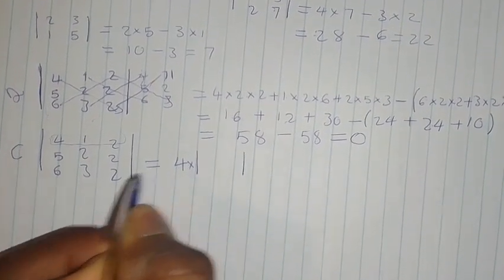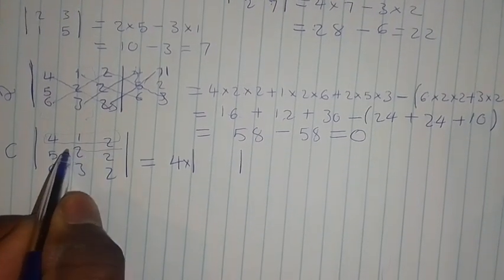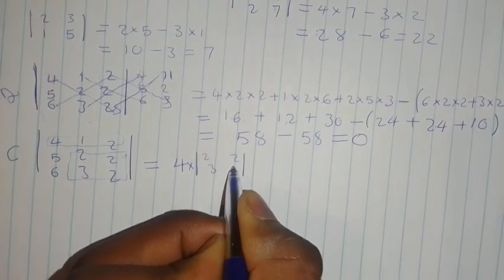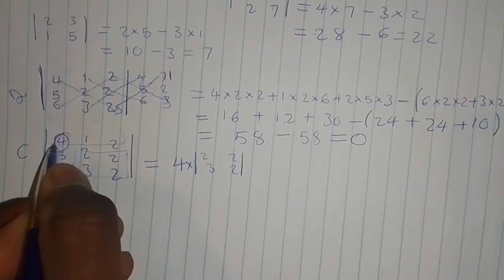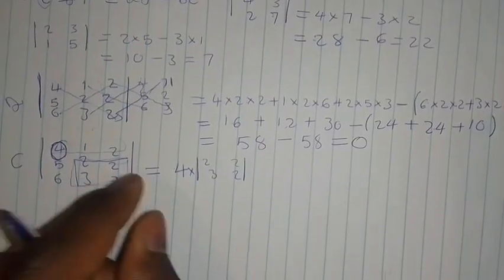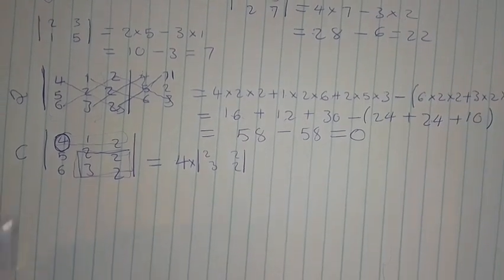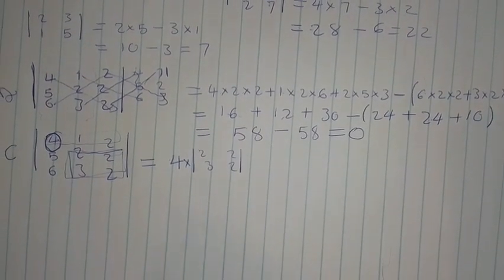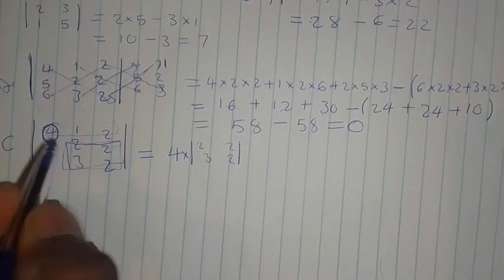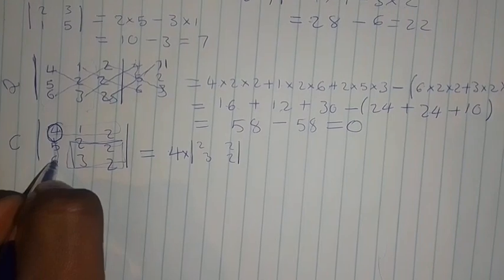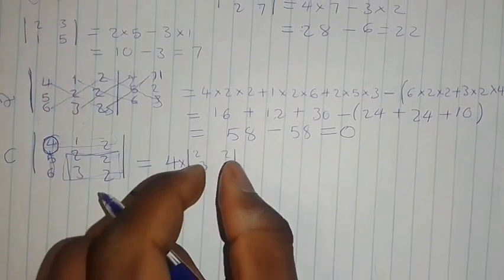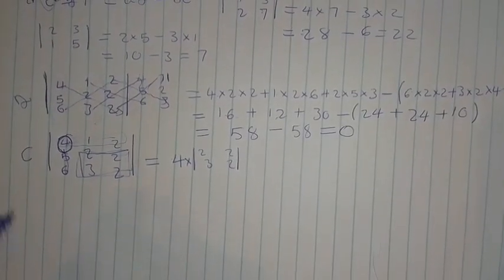Now this 4 you're going to multiply by the determinant of this. So you just copy 2, 3, and 2 and 2. Notice that I copy this 4 and then I take this 2. So you're basically evaluating the determinants of the values that are not in line with this 4, because this 4 is in line with this and it's in line with this. So you're basically taking the determinant of the other pairs that's not in line with those.